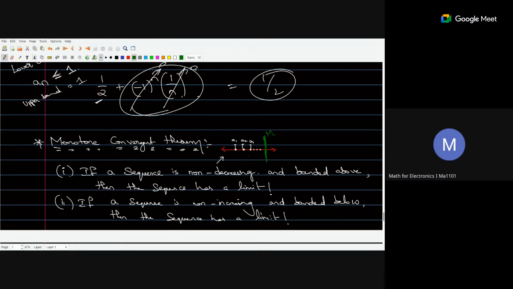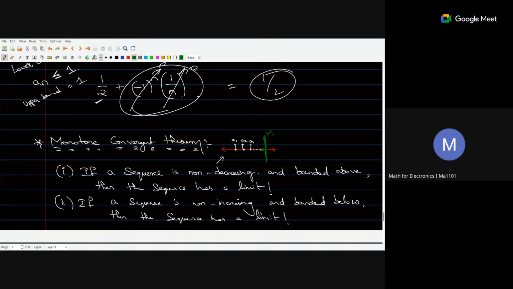Then what does this imply? This implies at some point you will stop walking. Only then can you avoid crossing the door, or else you will cross it. If you keep moving, you will cross the door. At some point you won't cross the door; at some point you will stop. You will stop means the sequence has a limit. The sequence is not going to increase; it will take a constant value at some point. So that is what this monotone convergence theorem says: if I have a non-decreasing sequence that is bounded above, then the sequence has a limit.